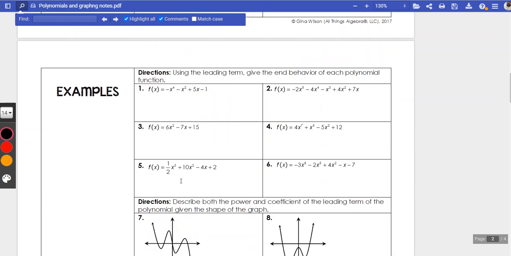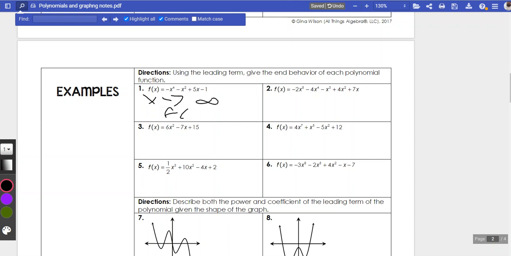So examples using the lead term, give the end behavior of each polynomial. So this first one, well, the lead coefficient is negative. The lead coefficient is in fact negative. So as x approaches infinity, the function approaches negative infinity. So we're going to use that one, right? And then as x approaches negative infinity, the function approaches negative infinity. That's kind of like what we did before.